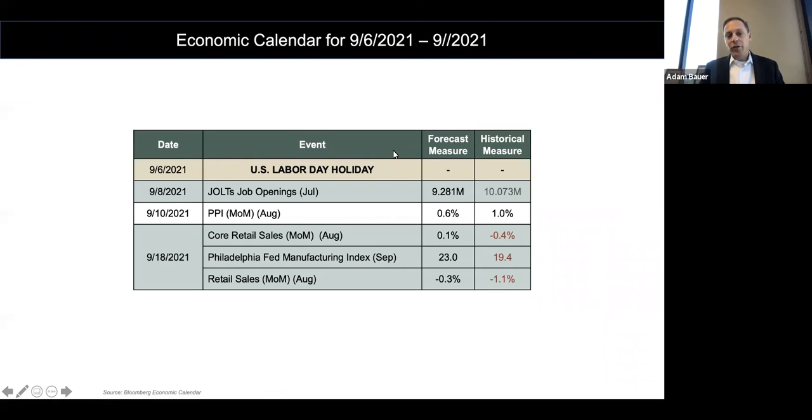Next chart, just trying to show some key economic data that's coming up. Certainly monitor these things because these things will have impacts on all different markets, but in particular, the municipal market.